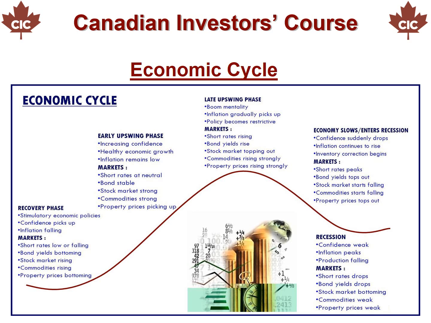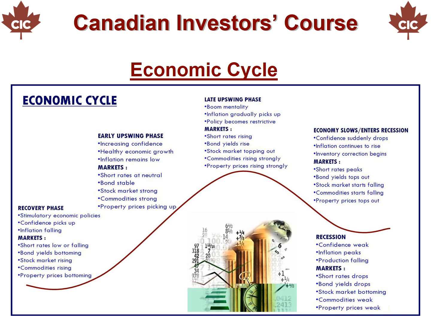Moving on to the economic cycle. The economic cycle goes in waves, and you can start it anywhere you like. A sensible place to start, different from what it shows on the slide here, is at the late upswing phase. This is when there's a boom mentality, inflation gradually picks up, policy becomes restrictive, short rates are rising, bond yields rise, stock markets are topping out, commodities are rising strongly, and property prices are rising strongly. Does this remind you of anything you've seen lately?